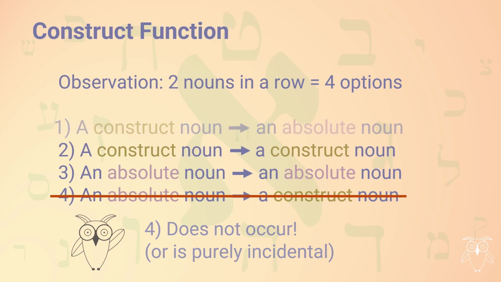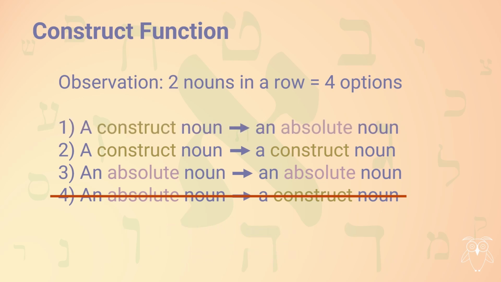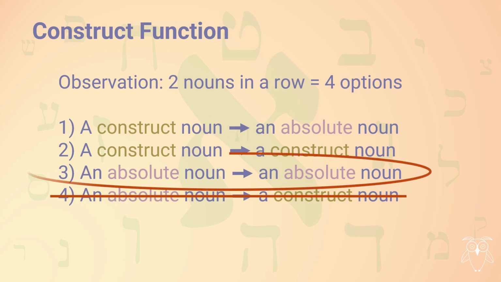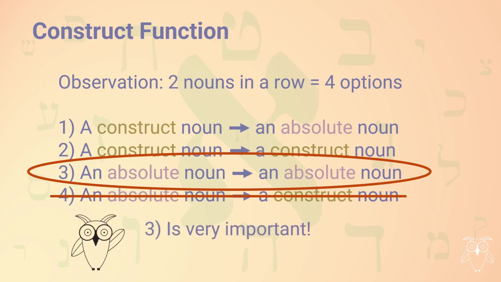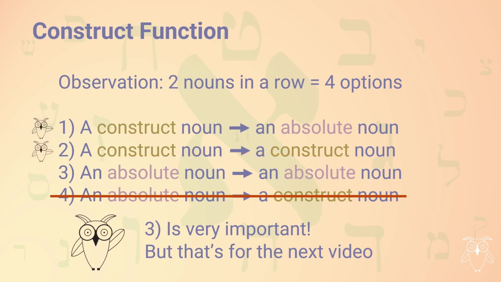The first option will be the topic of this video, when a construct noun precedes an absolute noun. Option 2 will be discussed briefly near the end of this video, as it is essentially a subset of the first option. The third option, having two absolute nouns following each other, is very important to understand as well, and it will be the topic of the next video. But in this video we'll dive into options 1 and 2.